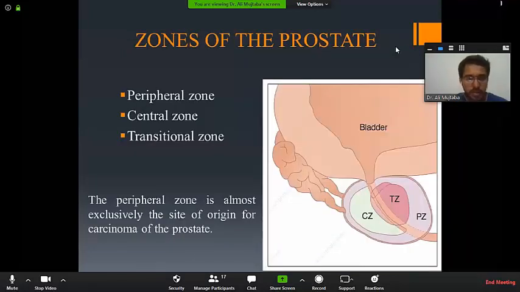Zones of the prostate. Prostate consists of three zones: peripheral zone, central zone, and transitional zone. The peripheral zone is the most common region of carcinoma prostate.